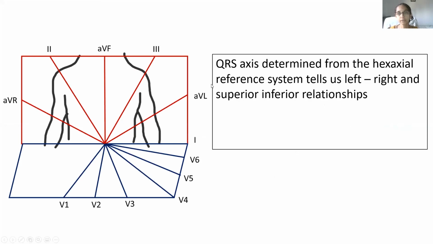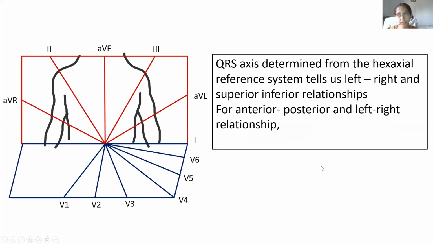Now, so far, whatever we learned was in the frontal plane. We were looking at the axis calculation in the limb leads and the augmented leads in the frontal plane. We know that this tells us left, right, and superior, inferior. But what about the anteroposterior relationship? And that is what we need, the horizontal reference system or the axial system.